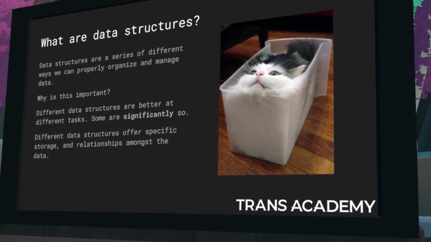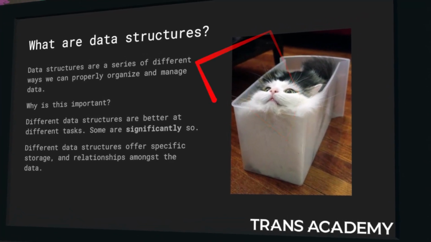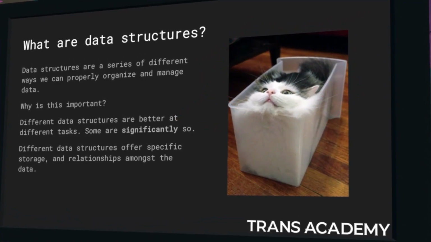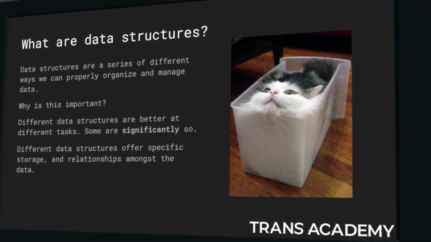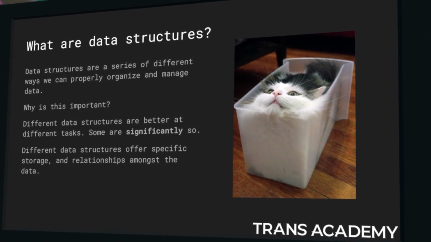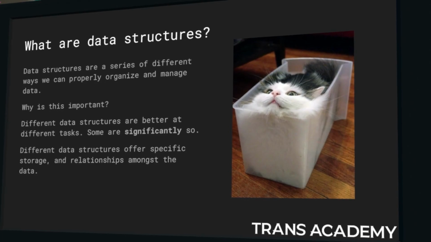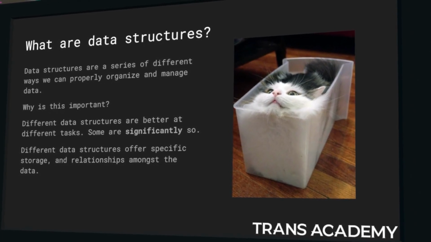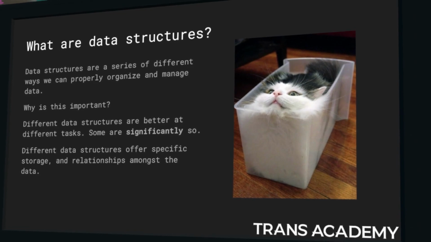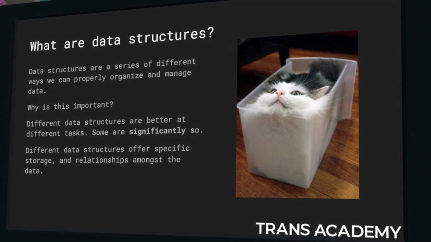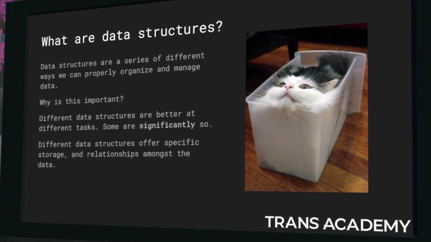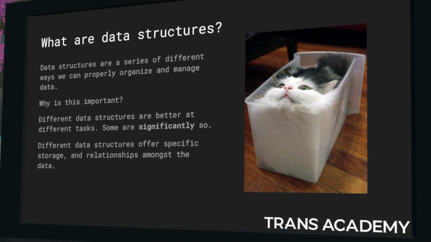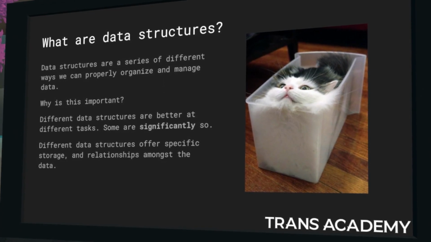I love the cat in a box for this. It's very fitting. So, what are data structures? Data structures are a series of different ways. What's a data structure? Well, it's a way we can organize data, right? There's multiple different ways to do so. We're going to go through them. In other words, a data structure is just a good way for us to organize data, store it, and manage it, such as the cat in a box.